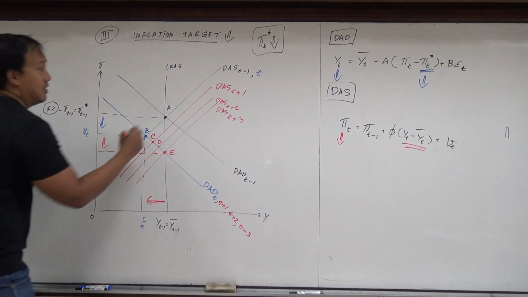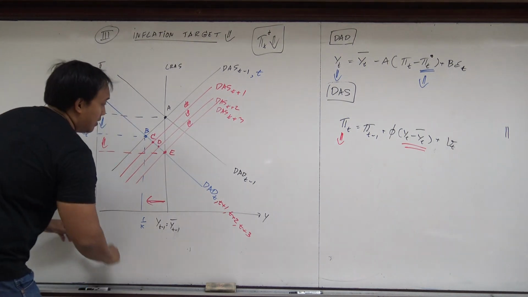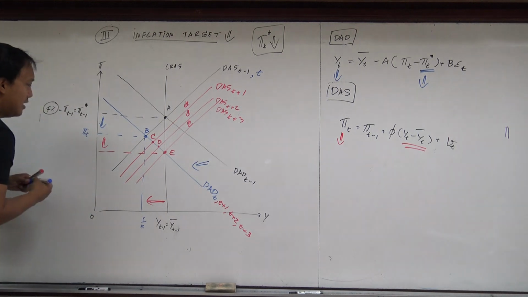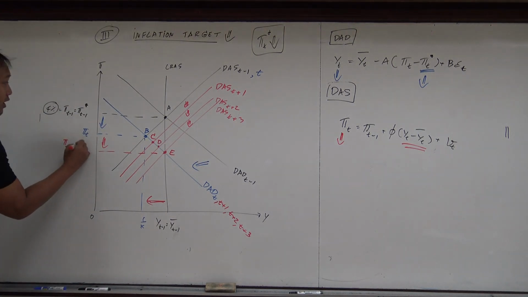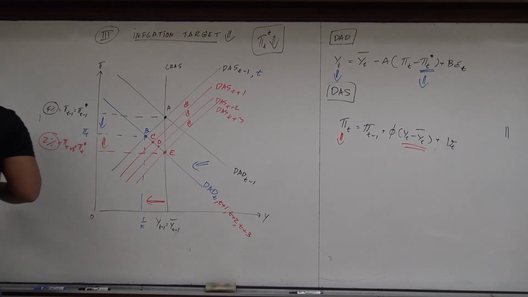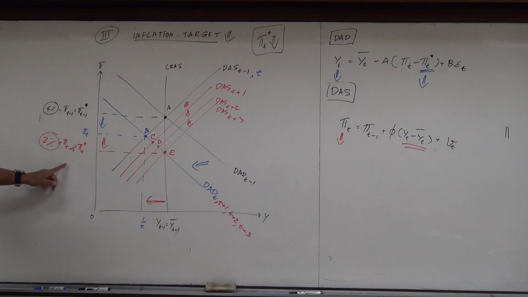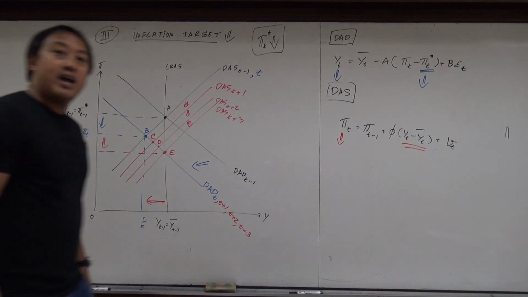So then, at time t plus 3, inflation is equal to the new pi t star. Pi t star equals 2%. Inflation keeps going down until it is equal to the new inflation target, 2%. So this is how it works.